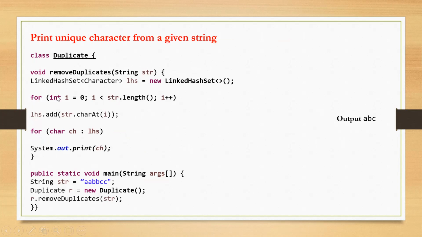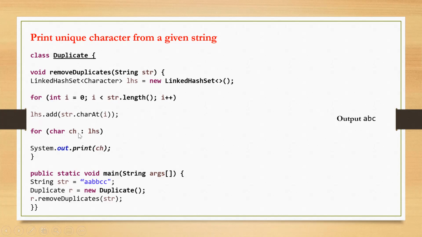In this LinkedHashSet, we will iterate over the string, and then here we will add each character. So how are we adding? str.add(i). Basically, what it will do is store it in the LinkedHashSet, right?